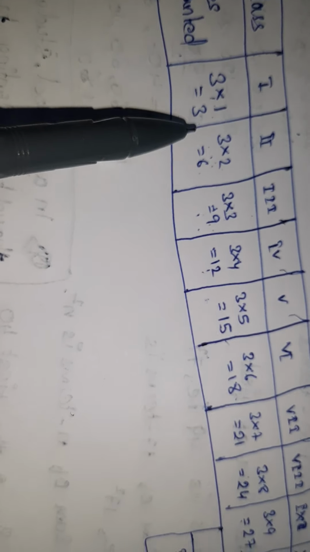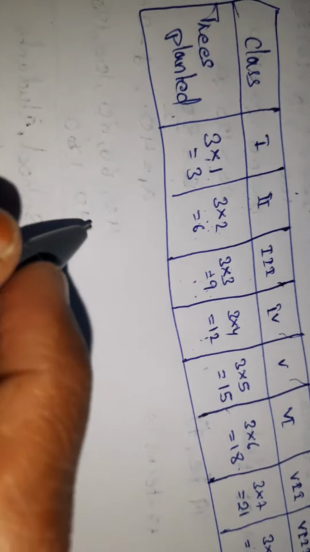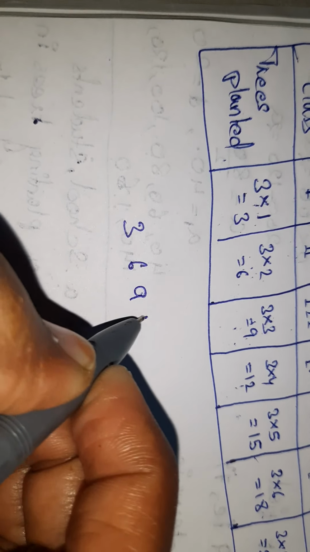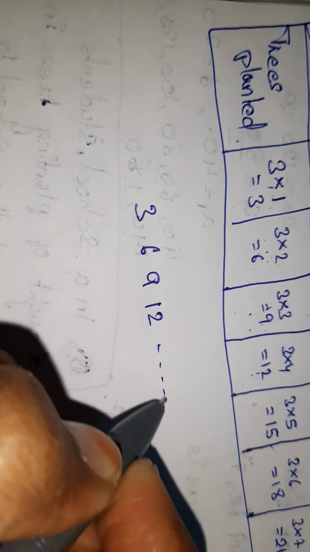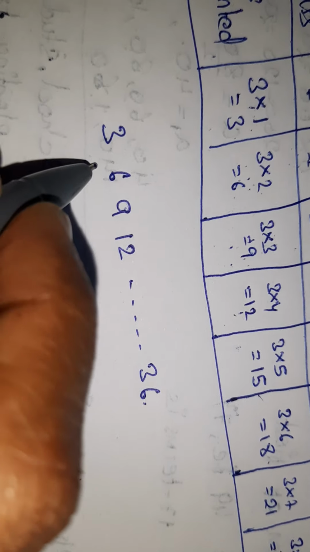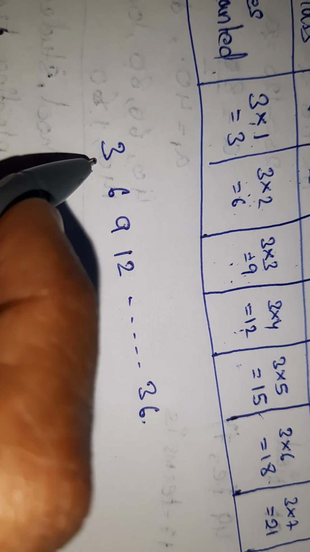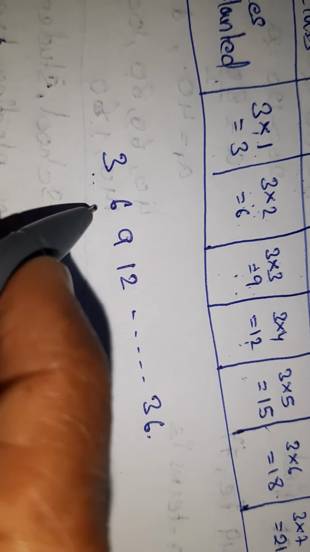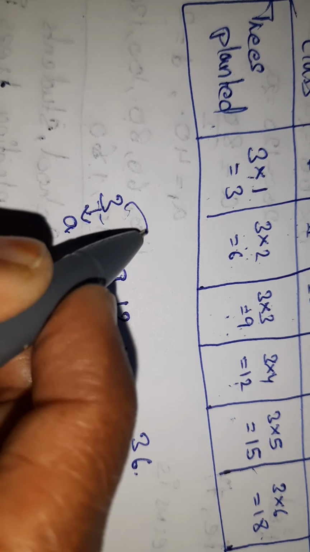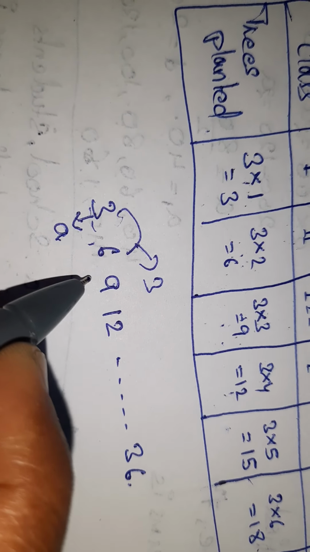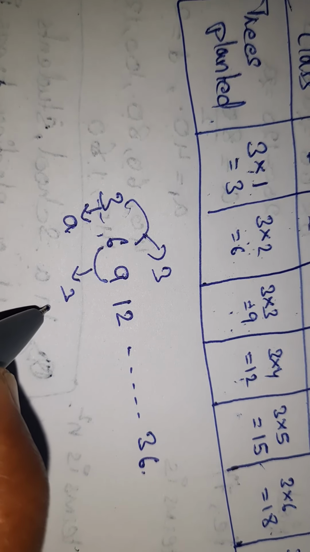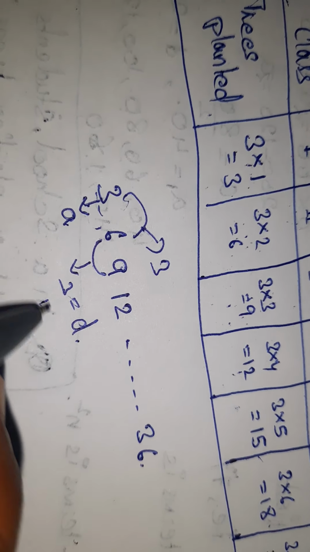The terms we get are 3, 6, 9. So I'm writing the terms here: 3, 6, 9, 12, and so on. At last we have got 36, right? Here we got the series of terms. This is the a, and the common difference in all is 3 between the terms. So d is 3, common difference is 3.